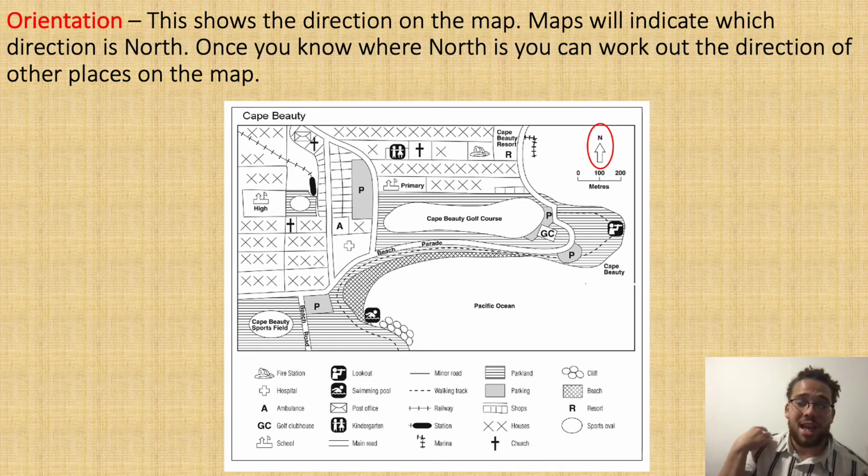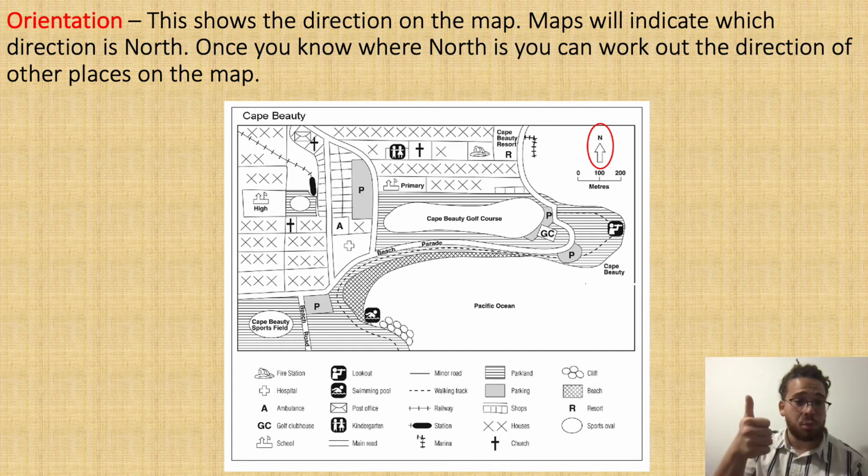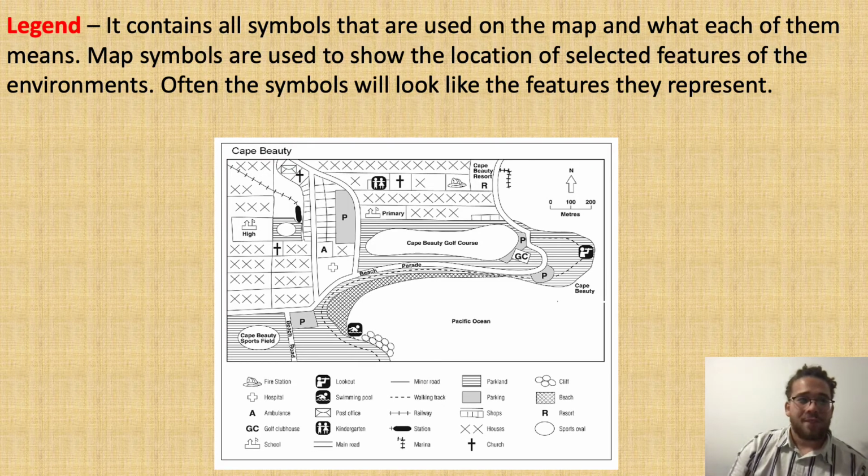So it's important to have that on there, because otherwise, how would you use your cardinal points? So it's good. It's a place of reference for us. Okay, cool. So the first one we had was border. Now we have orientation. The next one is legend.